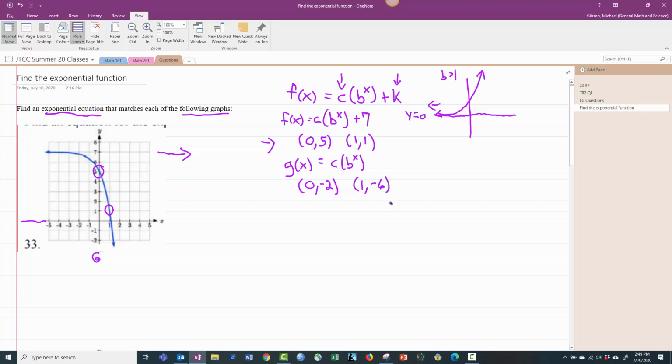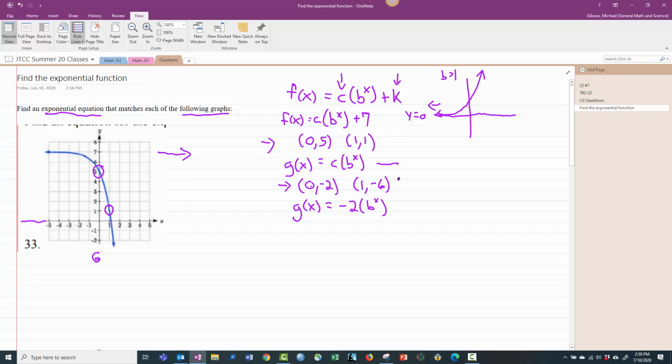Now, this is the part where they're being friendly, this point right here. Remember, when you don't have a k, the c is the initial value, when x is 0. Since we have a 0, minus 2, and now there's no k, we can read this right off. C is minus 2. So our g here, okay? We're making good progress. We've got the c, we know the x is positive, and we've got our vertical shift, which we'll go back and plug in at the end.